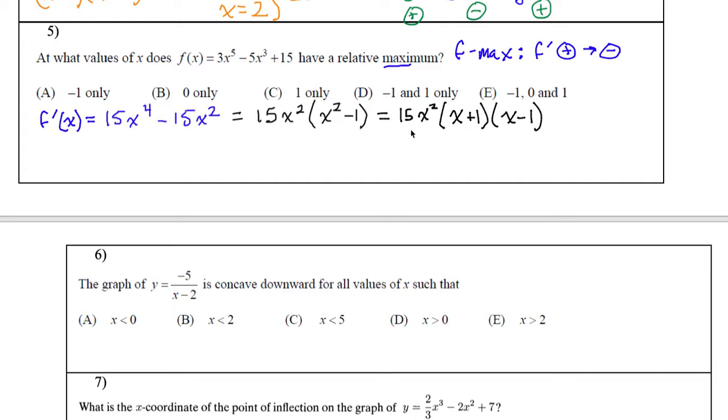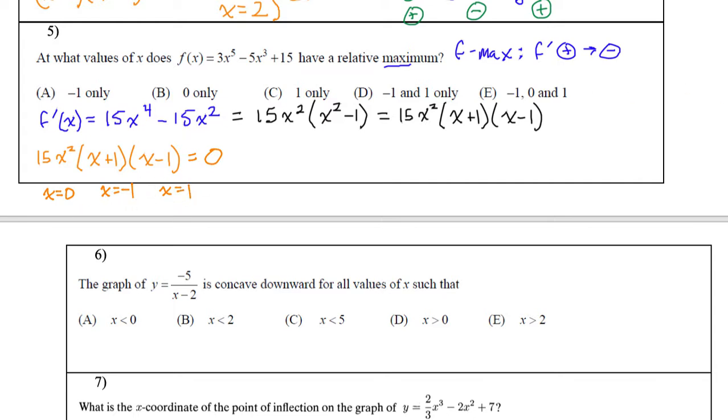I can just copy and paste this in a different color. So I'm going to set this thing now equal to 0. When I do that, I'm going to be using the zero product property 3 different times. Each of these 3 terms is set equal to 0. So I get x is equal to 0 here, I get x is equal to -1, and x is equal to +1. So we have 3 different critical values.